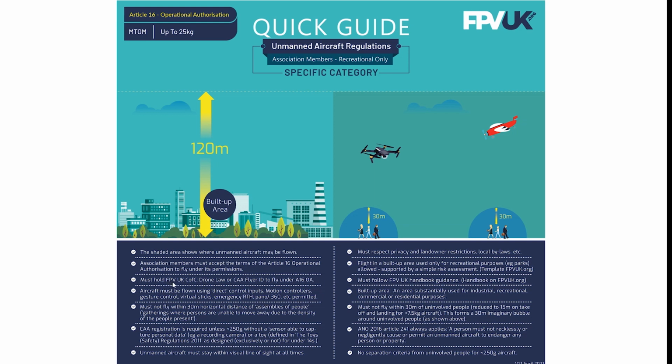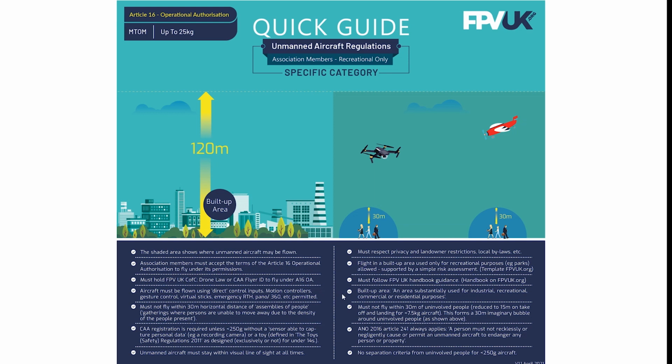You must hold an FPV UK Certificate of Competency Drone Law or a CAA Flyer ID to fly under the Article 16 Operational Authorisation, and you must have read the Article 16 Operational Authorisation document and ticked a box to say that you agree to be bound by its terms.